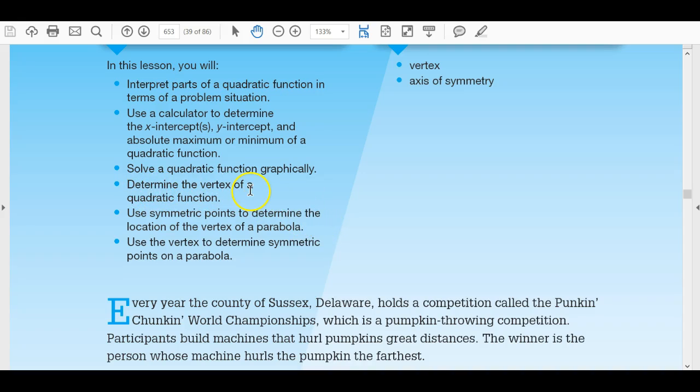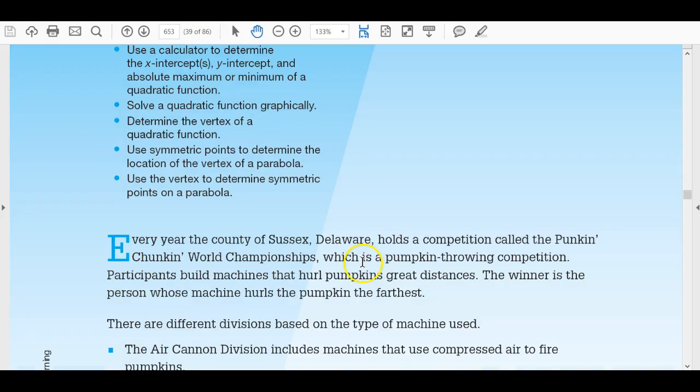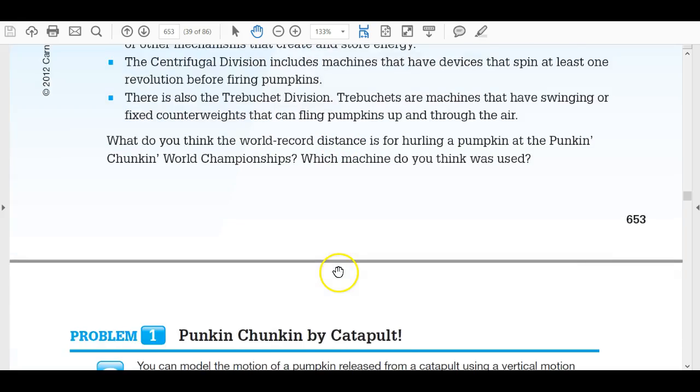Now we're going to find the vertex of a quadratic function. We're going to use symmetric points to determine the location of the vertex of a parabola. And we're going to use the vertex to determine symmetric points on a parabola. Okay, so this will be kind of interesting here. I'm going to skip forward.